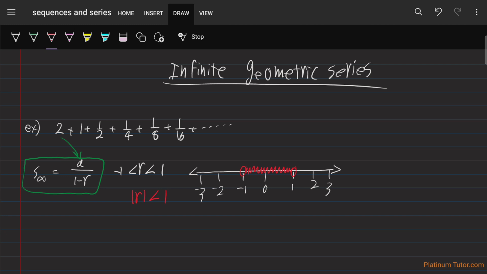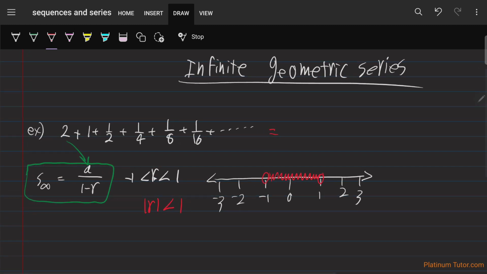We'll actually just solve the example on top here. So let's say somebody asks you to find the sum of an expression like this: 2 plus 1 plus 1/2 plus 1/4 and so on. So the first thing we have to do is make sure that this condition is met. So let's see. What's the common ratio here? Well, we can see that terms are getting cut in half every time. So the common ratio in this example is 1/2.